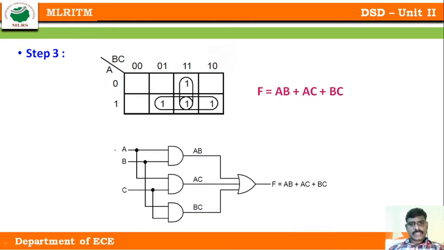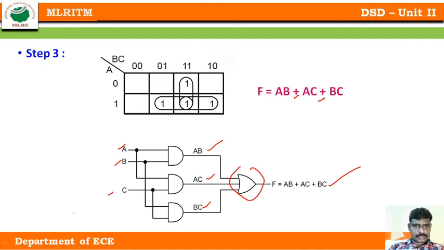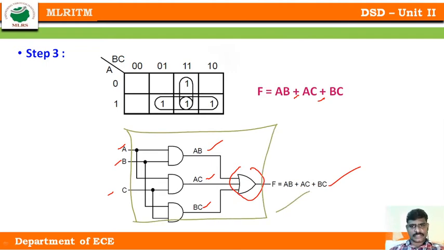So A, B, C are the 3 inputs I am taking. First AB, one output I got; AC, another output; BC, another. All these 3 are connected to an OR gate, so I can use one 3-input OR gate. So now this is a combinational circuit, having 3 input variables and 1 function.